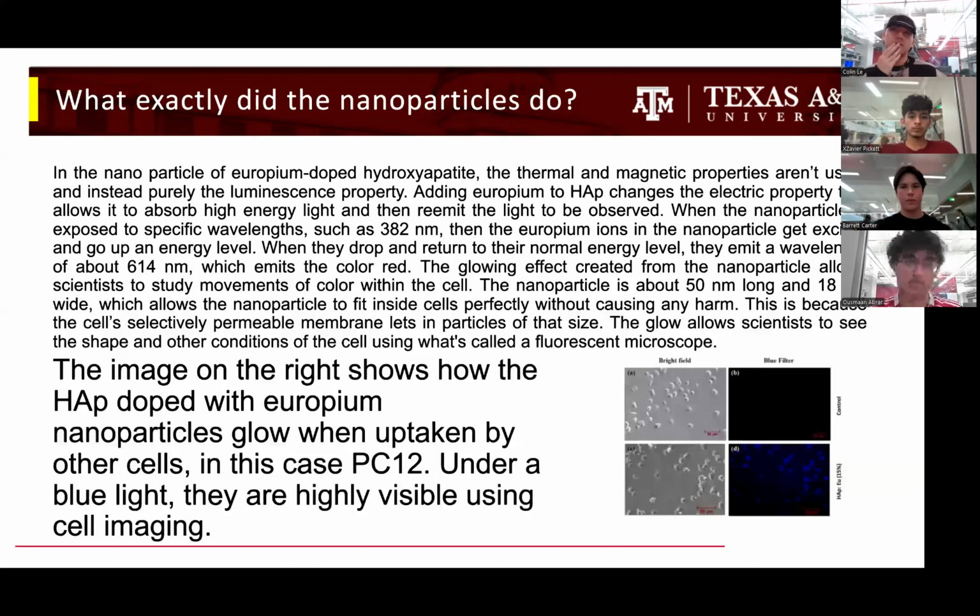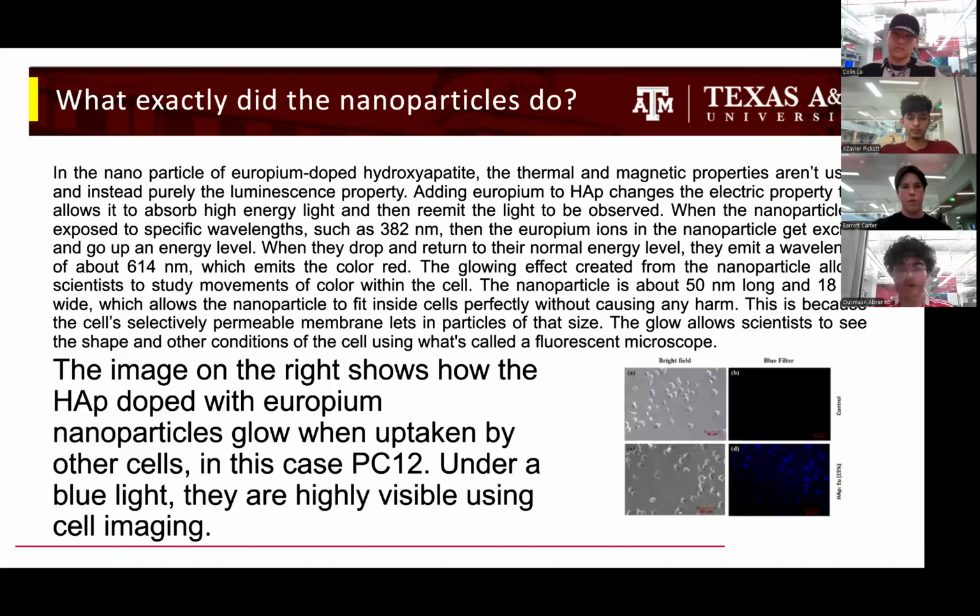cell. As Colin was saying, the nanoparticle has a specific permeability, meaning that the nanoparticle can fit perfectly inside the cell without causing any harm or damage. And that allows scientists to inject a certain amount of these and see how movement and how the color moves, and that can allow them to see any abnormalities, such as tumors.